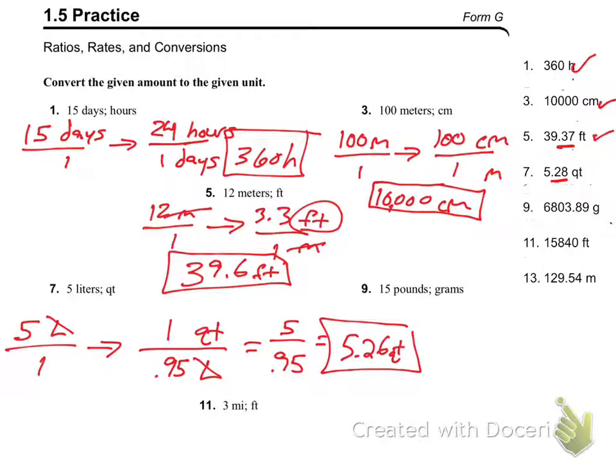He's got 5.28. I think he rounded wrong. I'm probably right. He's probably wrong. We'll see. I'll be the judge of that. Anyways, let's do the next one.